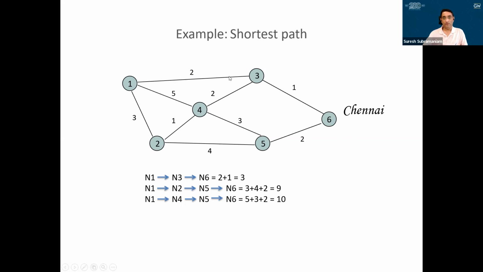So the length of the path from node 1 to node 6, if you follow this path, would be 2 plus 1, which is 3. This is node 1 to node 3 to node 6, and the length of that path is 3. If you go 1, 2, 5, 6, then the length of the path is 3 plus 4 plus 2, which is 9. And N1, N4, N5, N6 is 5 plus 3 plus 2, so the length of that path is 10. Clearly among these three paths, the shortest path is N1, N3, N6, because it has the lowest length.